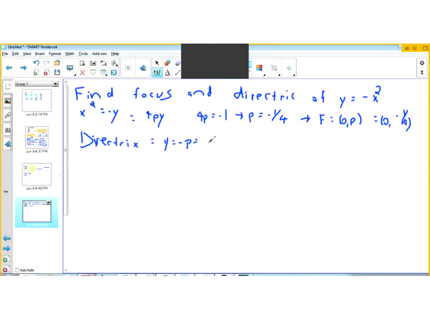Y is equal to negative p, which is equal to 1/4. Okay, all right, so that would be the answer to that question. Let's do the same for this equation.